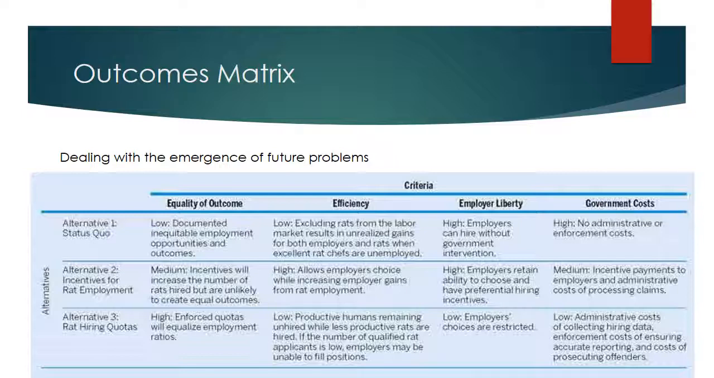So to conclude with step 5, the projection of outcomes is a critical step in policy analysis. It's the realistic projection of what your proposal will do and how it will affect the future.